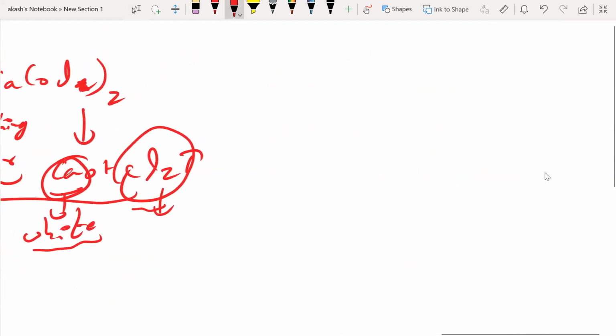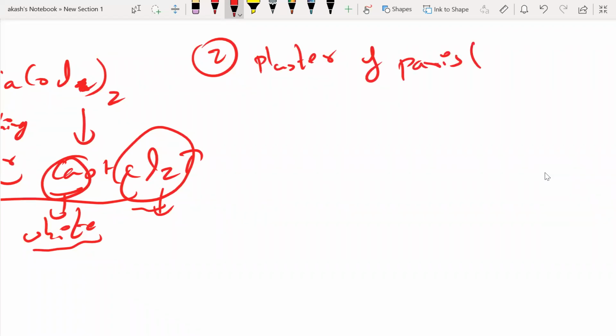Now, the second salt which I have to talk to you about is this plaster of Paris, or famously, it's called POP. Any guesses on the formula? Not guesses, you must know the formula. What is the formula, guys, for plaster of Paris? So CaSO4 dot half H2O. CaSO4 dot half H2O.